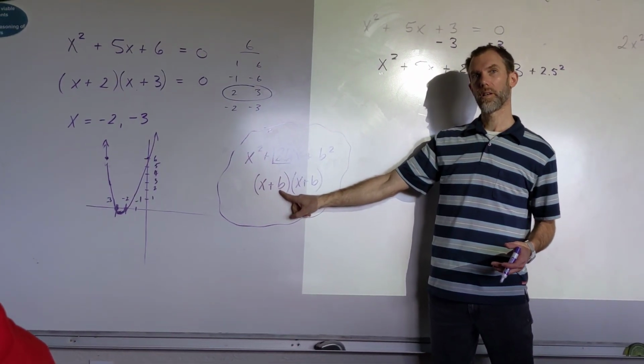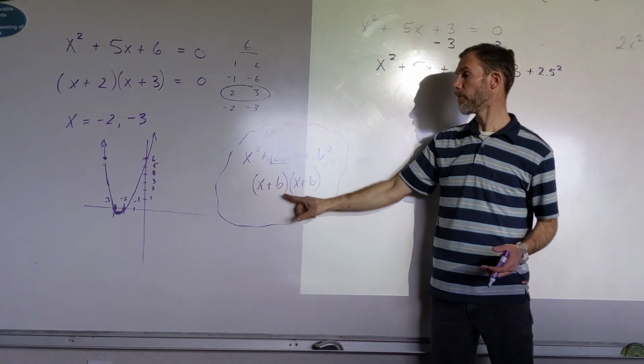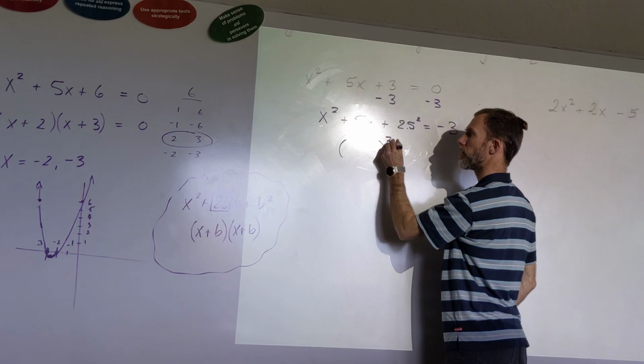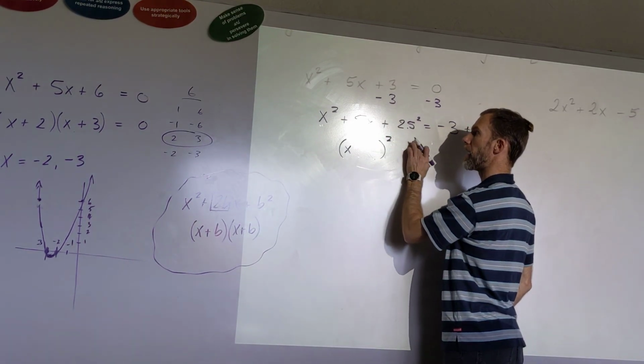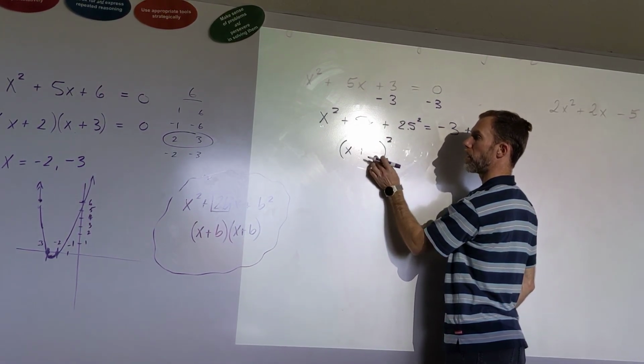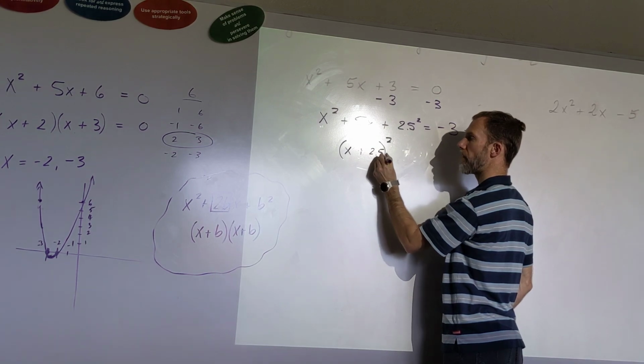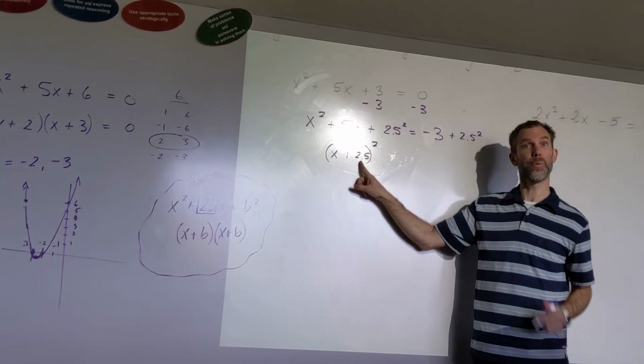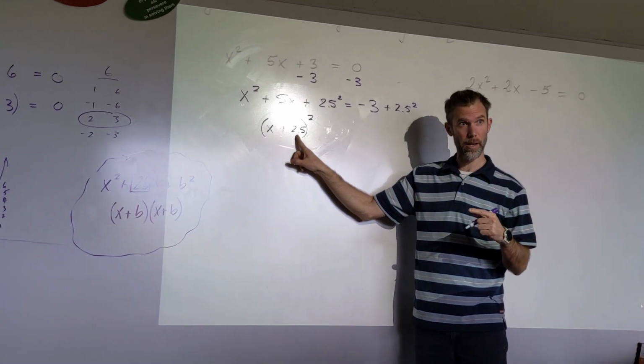6.25? No. 2.5. This is b, 2.5, right? So when I change it from this form to this form, I have an x here, and then I have a plus b. What's b? 2.5. Yeah, 2.5. So usually I write it just as 2.5 squared to remind myself that I put b here, not b squared here. All right.